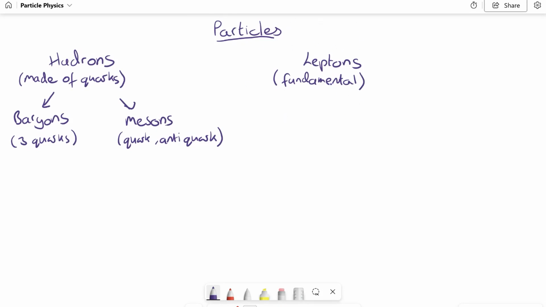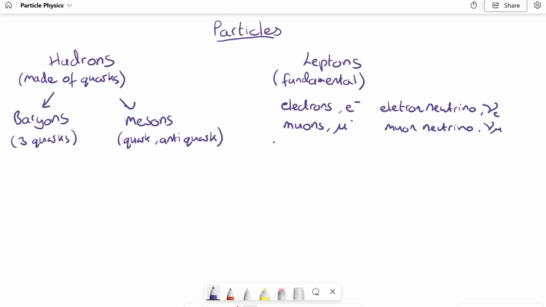So let's look at the particles we need to know in these categories. So leptons, we have electrons and we have muons. A muon is essentially a heavy electron. It's got a higher mass. Give it a mu symbol and a minus. And each one of these has a corresponding neutrino. So we have the electron neutrino, and neutrinos are given this symbol, and we have a muon neutrino. And again, that will be given that symbol with a mu.